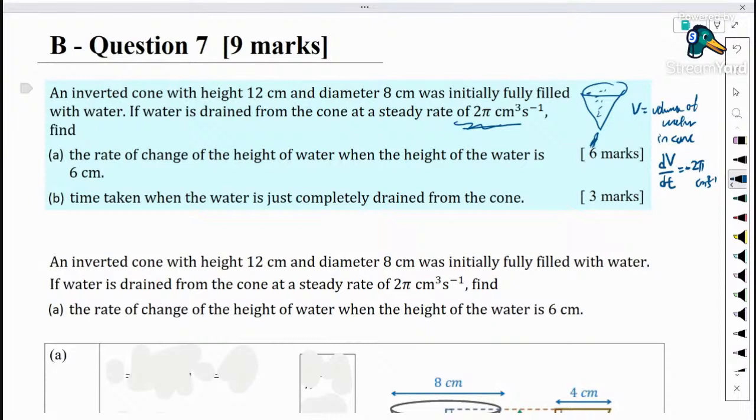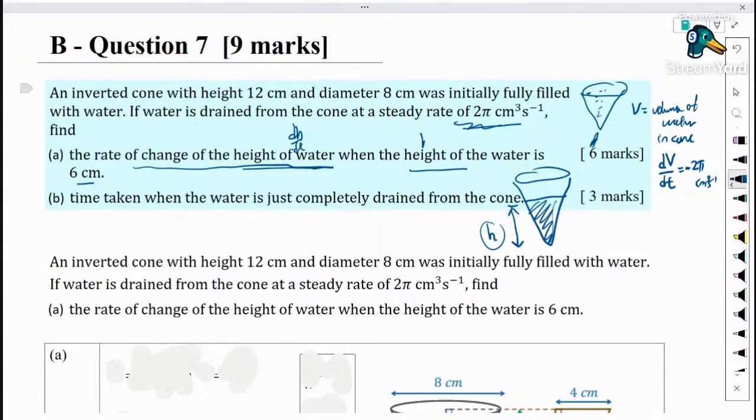And with this information, what we want to find is the rate of change of the height of the water at the time when the height of water is 6 centimeters. So if I draw a diagram, let's say after some time the water level drops until here. This is the water level at that particular moment, let's say H. I want to find the rate of change of this H here. I'm looking for dH/dt when H is 6, according to the question. And then next, I want to know how long it will take to completely drain out all the water.